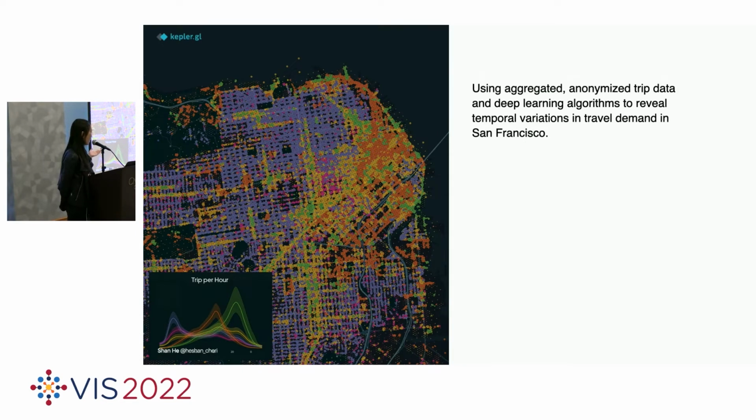The purple area is where most of the trips happen in the mornings. The green area, most of the trips happen at night. And the orange area, most of the trips happen in midday.